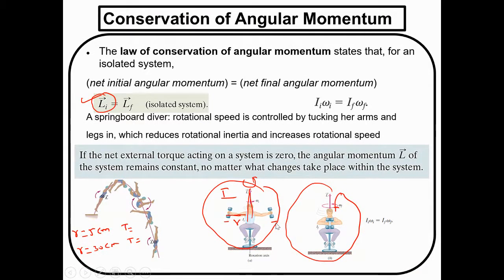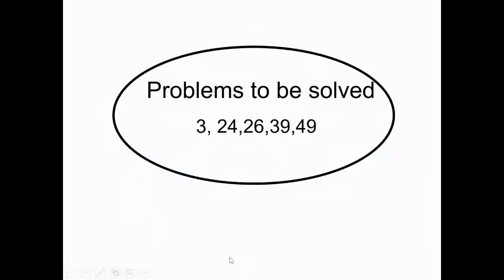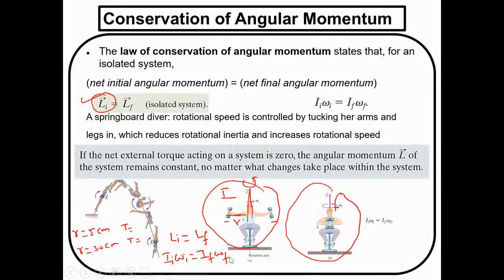But the concept, we are just using the angular momentum. That means the initial angular momentum must be equal to the final angular momentum. What is the formula for initial angular momentum? I initial, omega initial. What is our final? I final, omega final. Clear? Okay.